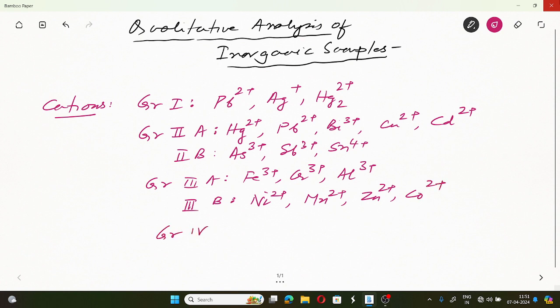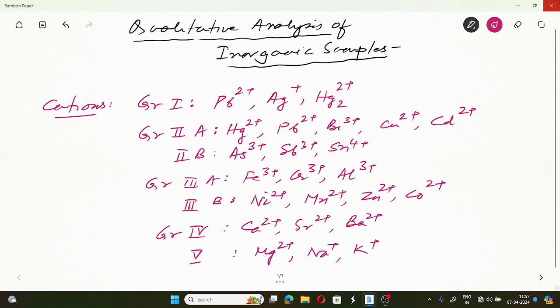Then comes group 4 cations: calcium 2+, strontium 2+, and barium 2+. And group 5 has magnesium 2+. In addition, we say Na+ and K+. So these are the cations you'll be provided with, and among these cations, we can perform direct tests.